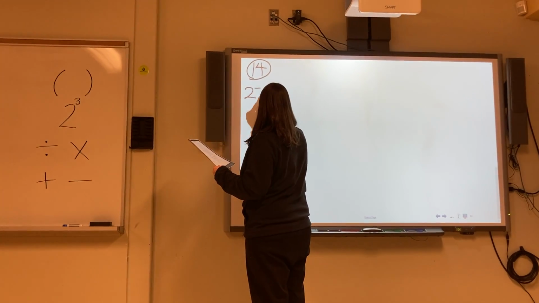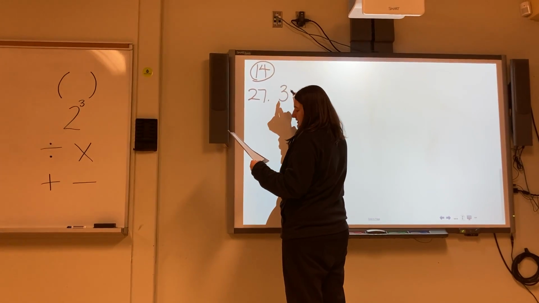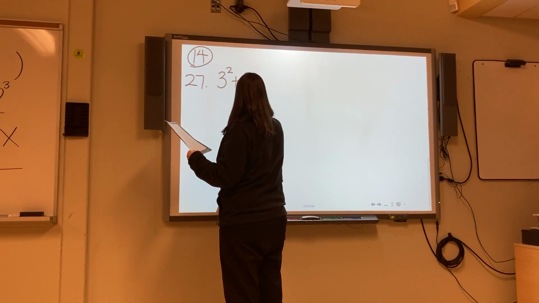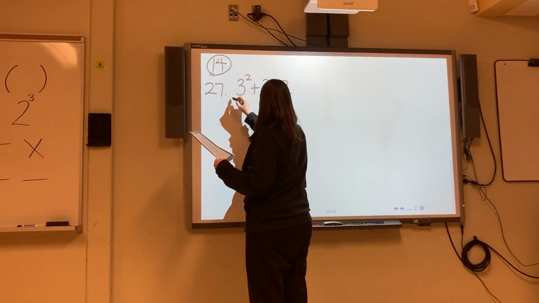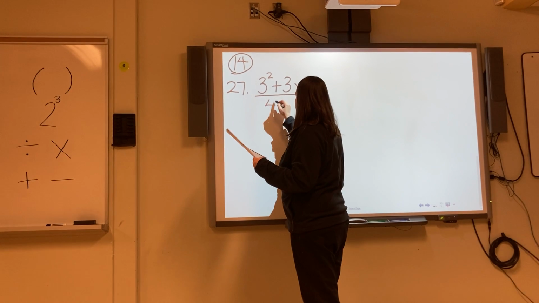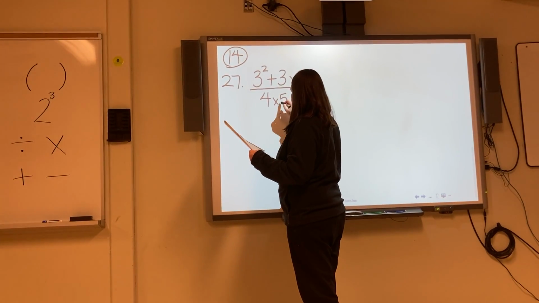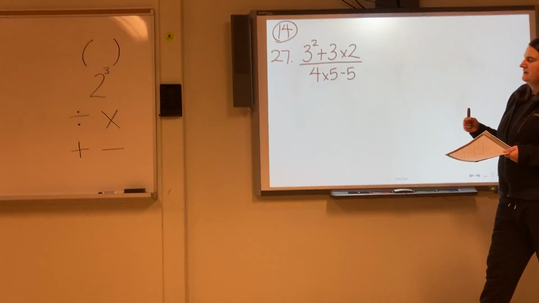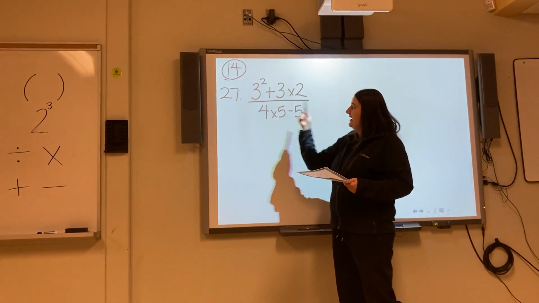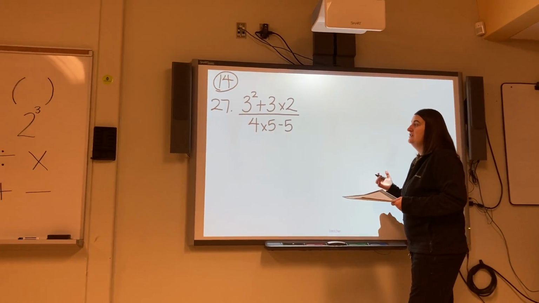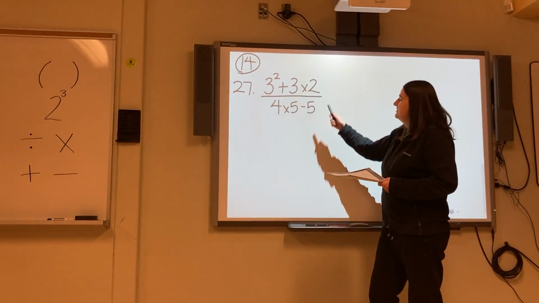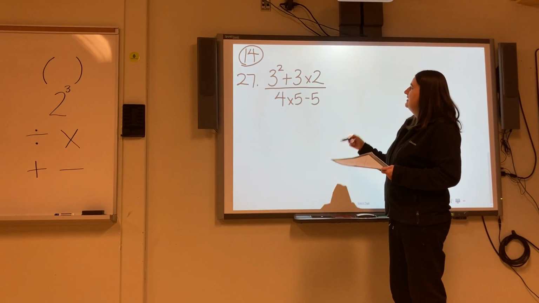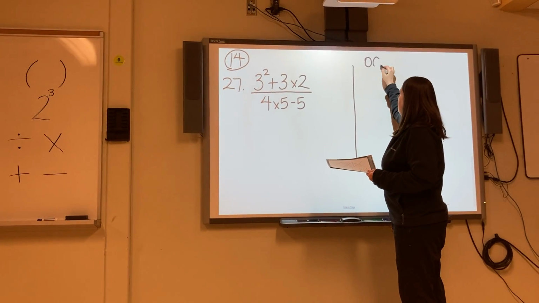27 on page 14. So I have 3 to the power of 2, plus 3 times 2, divided by 4 times 5 minus 5. All right, so I know it looks kind of weird, almost like a weird fraction, but this symbol here actually means divided by. But when it's written like this, you must leave that divide for the end. So we're going to solve the top first, then we're going to solve the bottom, and then we'll do the divide. So make sure you've got room for your outside calculations.